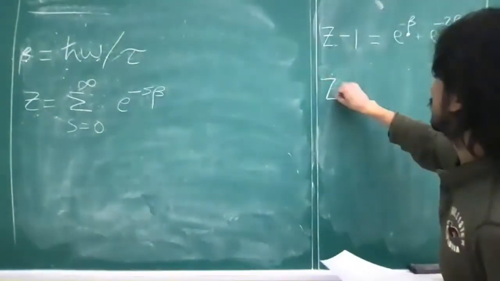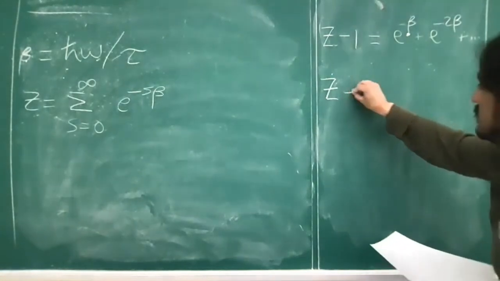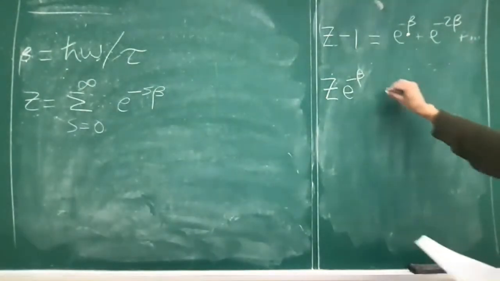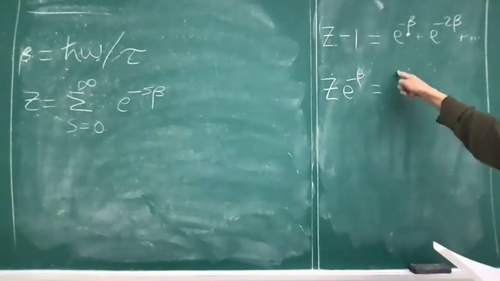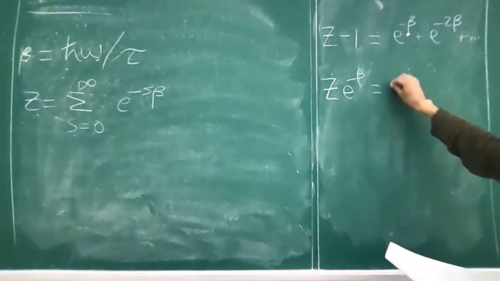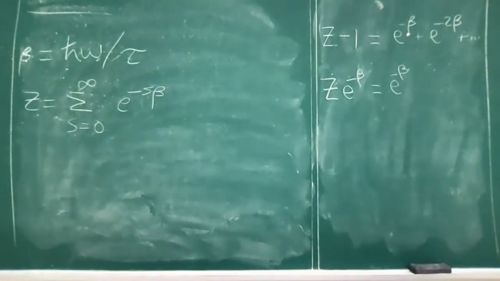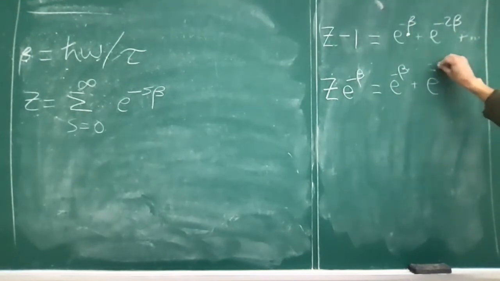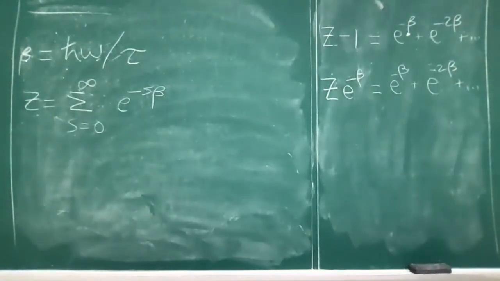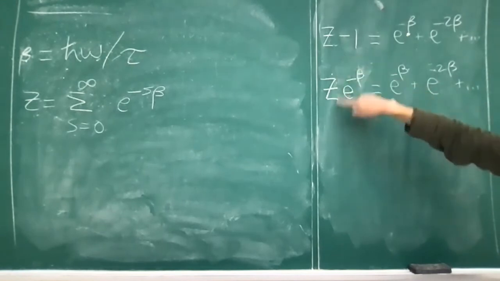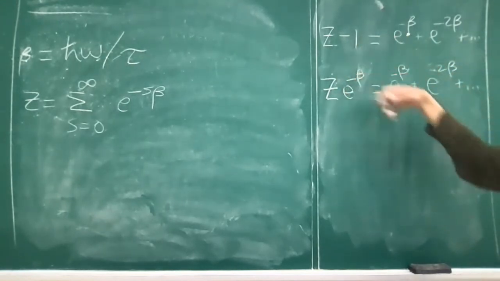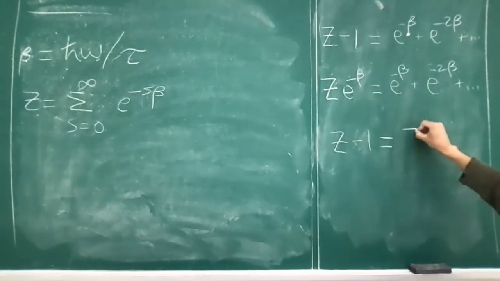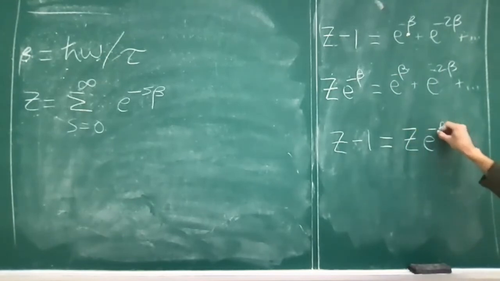So z times e to the negative beta is going to be, you had a 1 initially, so you multiply that times e to the negative beta, so you get e to the negative beta. In the next term, you had e to the minus beta. So now you have e to the minus 2 beta, and so on, right? And so if these two quantities are equal to each other, then these two quantities are equal. So z minus 1 is equal to z e to the negative beta.